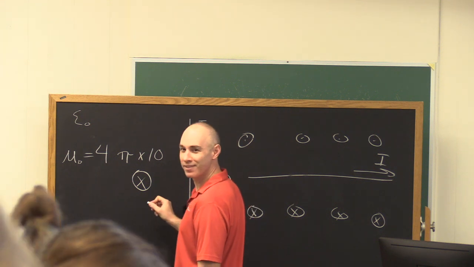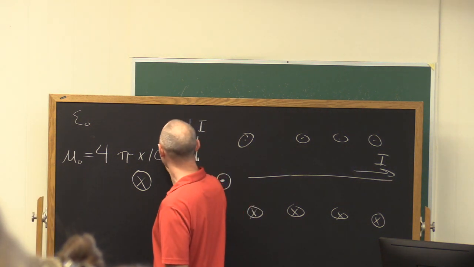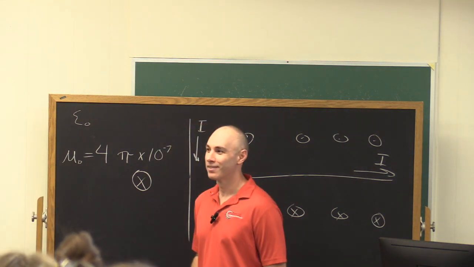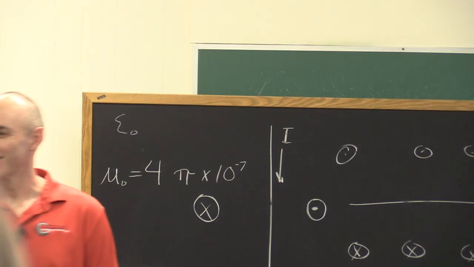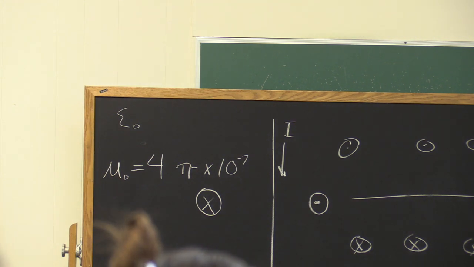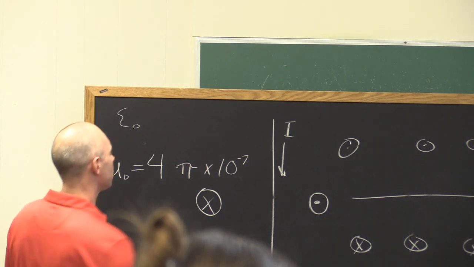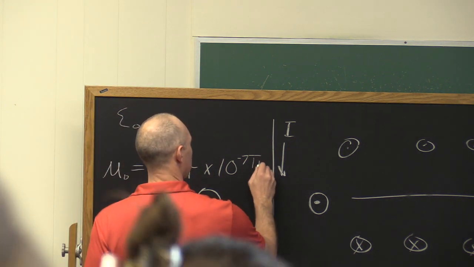Thank you. Who got that? You rock for saying it, you rock for finding it. 4 times pi times 10 to the negative 7th. What's the unit? Tesla meters per amp.